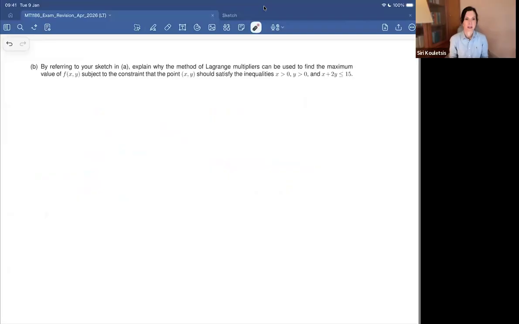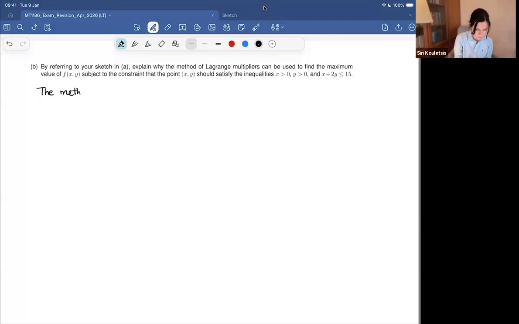By referring to your sketch in A, explain why the method of Lagrange multipliers can be used to find the maximum value of f of x and y subject to the constraint that the point xy should satisfy the inequalities, as we've seen here, that define the region R. And so here we just do a little bit of writing, and then of course part C will be to find this maximum, both the point where the maximum occurs and the maximum value of f subject to this constraint that the maximum point should lie in the region R.